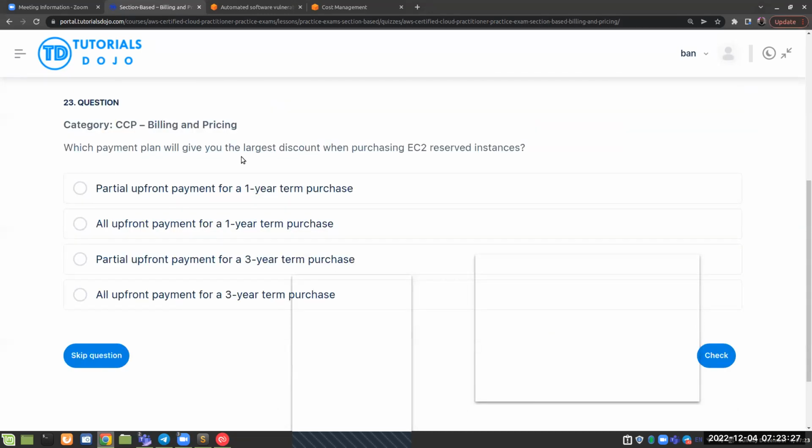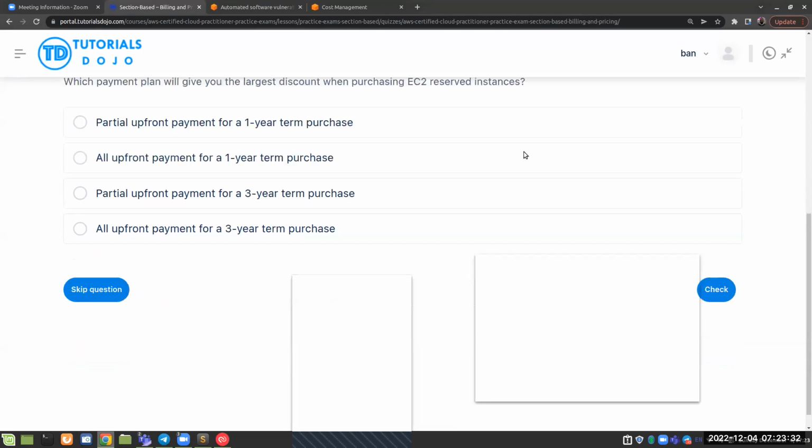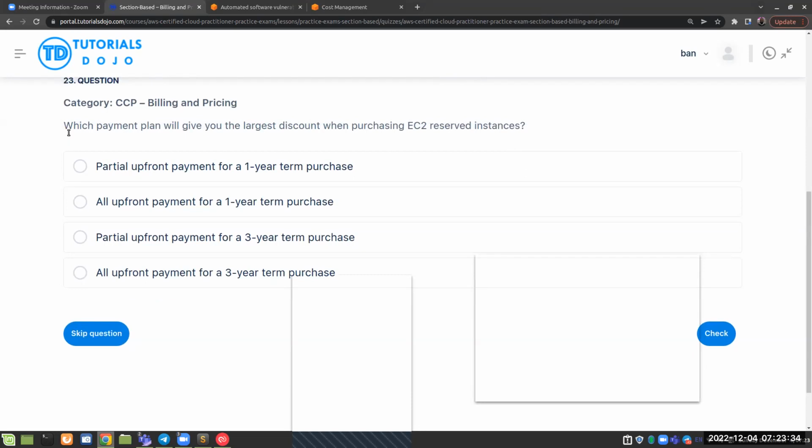Which payment plan will give you the largest discount when purchasing EC2 reserved instances? That's for you, Guada. Which payment plan will give you the largest discount? All upfront payment for a 3-year term purchase. Okay, I see. Can I support you? What about the others?